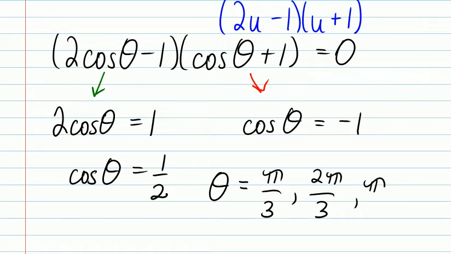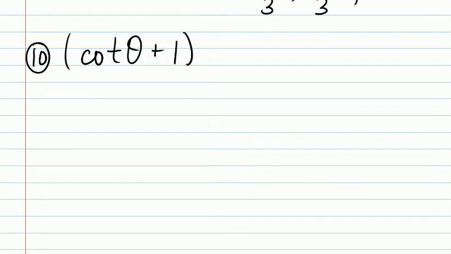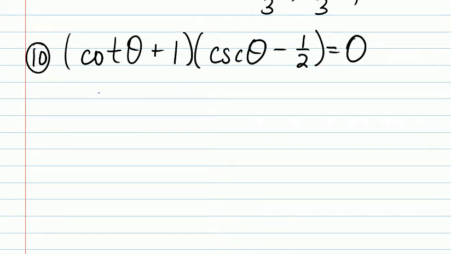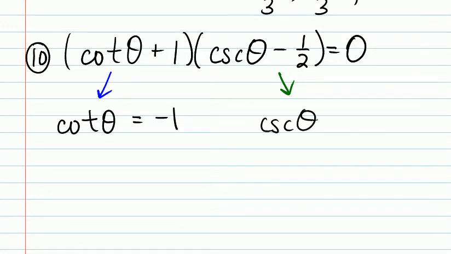And now we're going to go on to problem number 10. For problem number 10, it's already been factored for you. It's just a matter of remembering what cotangent and cosecant mean. So once again, we set each of the factors equal to 0, which gives us the cotangent of theta equals -1, and the cosecant of theta equals 1/2.